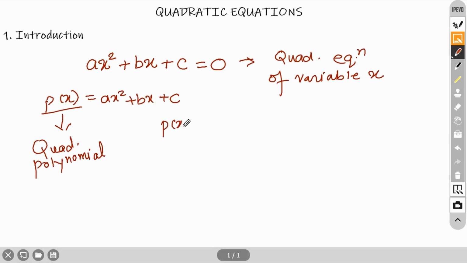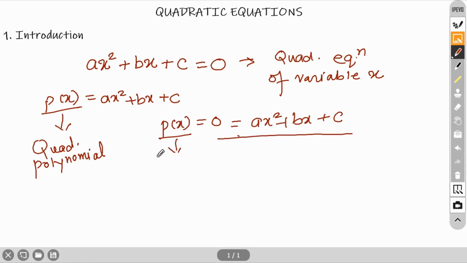Then if px equals to 0, then px is a quadratic equation. Because if px equals to 0, that means ax square plus bx plus c equals to 0. So this is a quadratic equation where a, b and c are real numbers. That is the numbers on a number line. They can be negative, positive, decimals, anything, but they have to be real numbers.